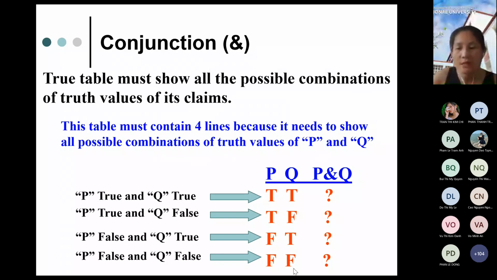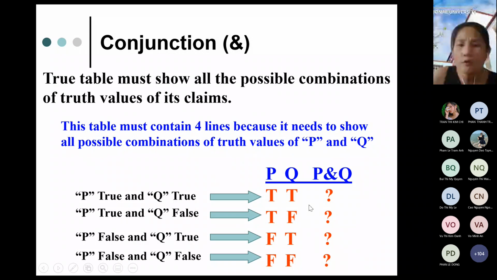Then I will return back to my slide. And I cannot see the chat box now. Right, so that is the logic in filling in the standard columns of the variables, okay? So now we are going to fill in the column for the conjunction. And we need to apply the conjunction rule, okay? Again, the conjunction is true if and only if both of the simpler claims are true.